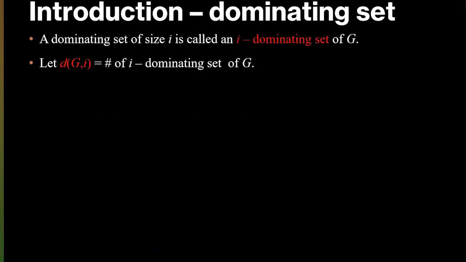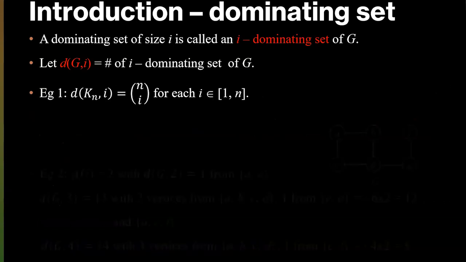We shall call a dominating set of size i an i-dominating set of G. So d(G,i) becomes the number of i-dominating sets of G. And it's easy to compute d(G,i) if G is a complete graph.